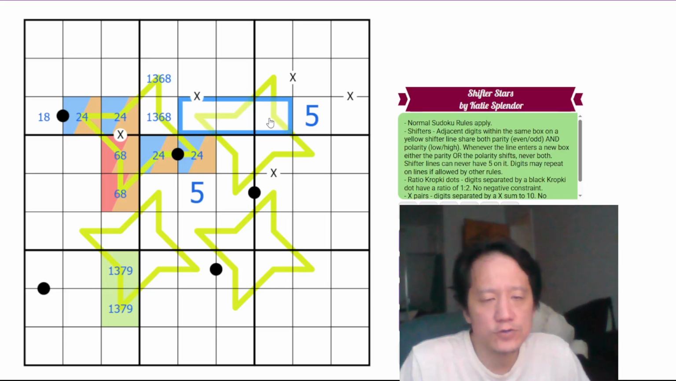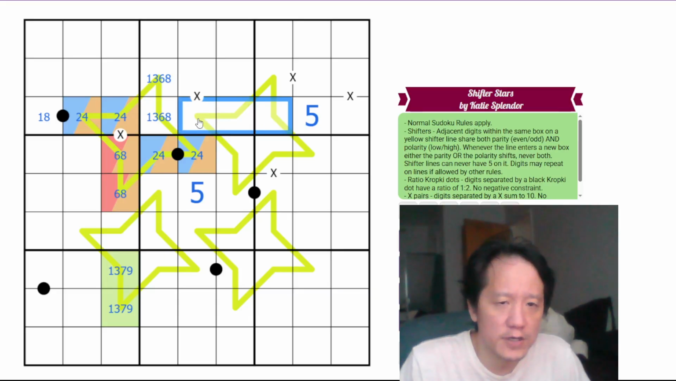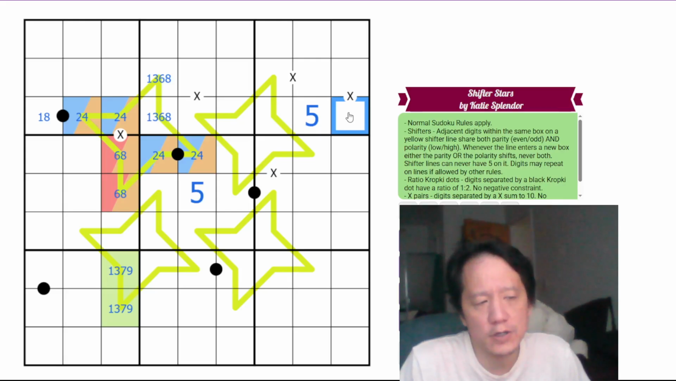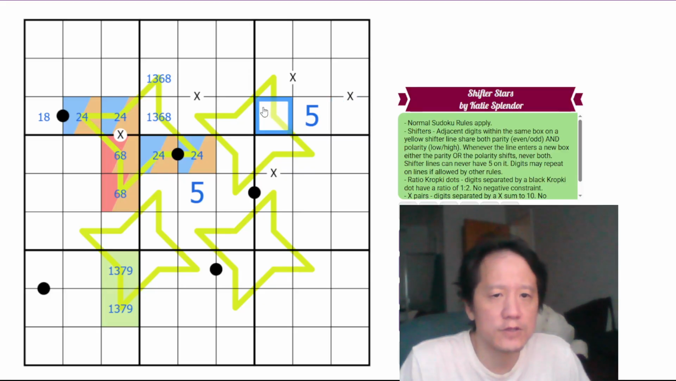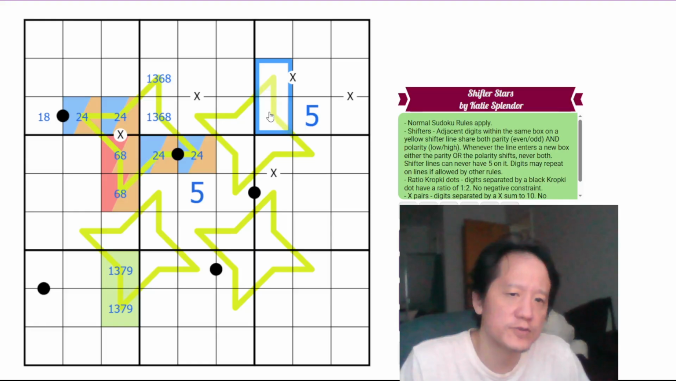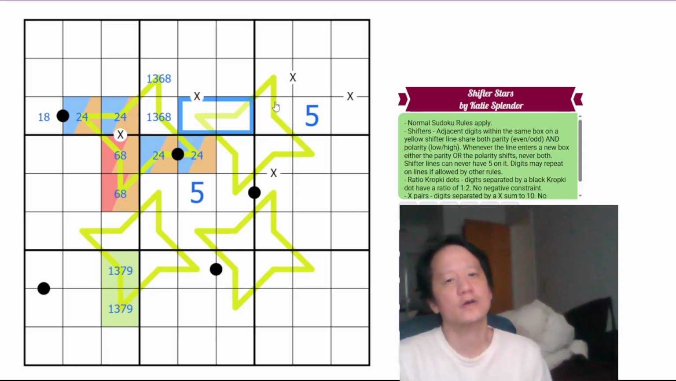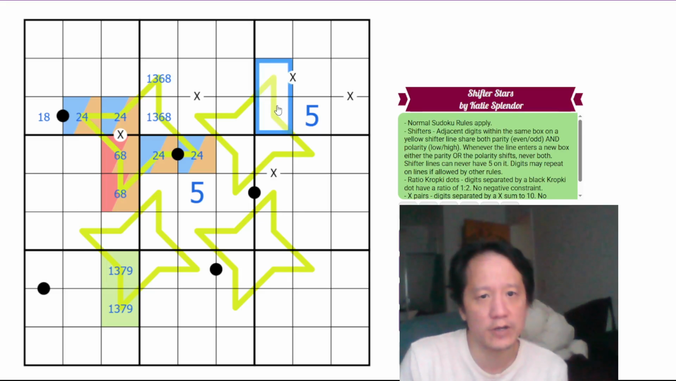This can't be 2, 4. We need 7 and 9 to be somewhere here, right? They can't be here. Only one of them could be here. So say this was 7 or 9. If this was 7 and 9, the problem is this 7 or 9 that's not in row 3 can't be here, and it can't be here because it has to change polarity or parity here. So this cannot be a 7, 9 pair here.